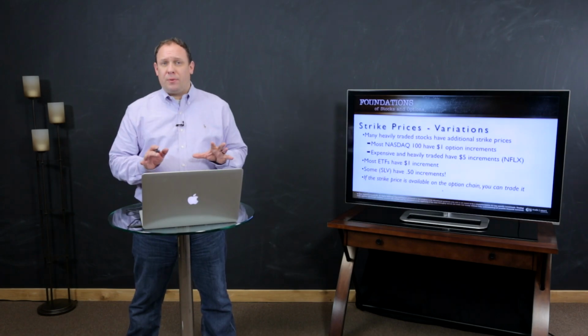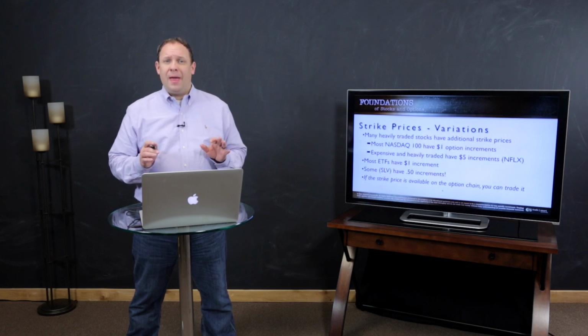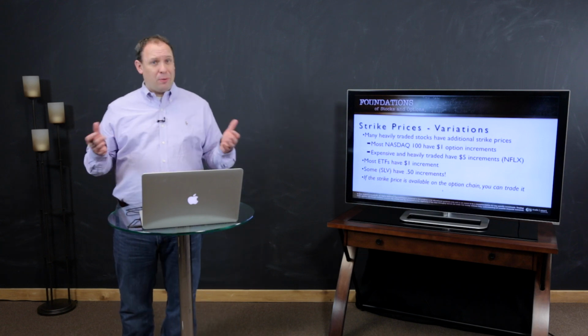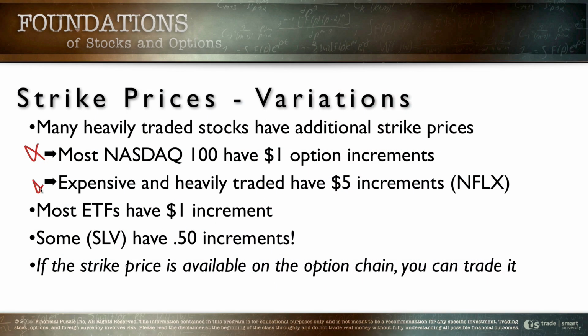Now these are standard strike prices we're talking about, but there are also some non-standard strike prices that I want to share with you. This is going to show up on more heavily traded stocks. For example, if you have a stock like Apple or a stock like Netflix, a lot of times these very heavily traded stocks will have non-standard strike prices. So let's talk about some specifics here. Almost any of the NASDAQ 100 stocks you pull up, you're going to find that they've got $1 strike price increments. Or if it's really expensive, it may have $5 strike price increments. Some very expensive stocks like Netflix, very expensive and very heavily traded, will have $5 strike price increments.